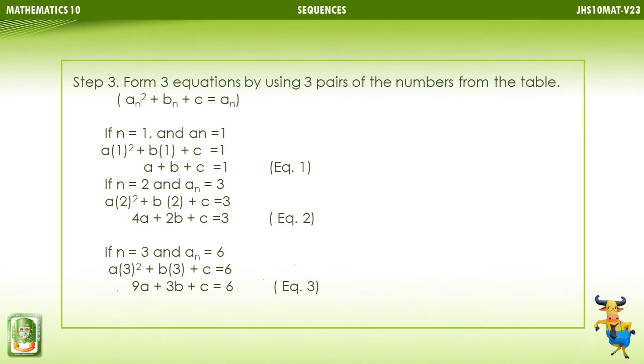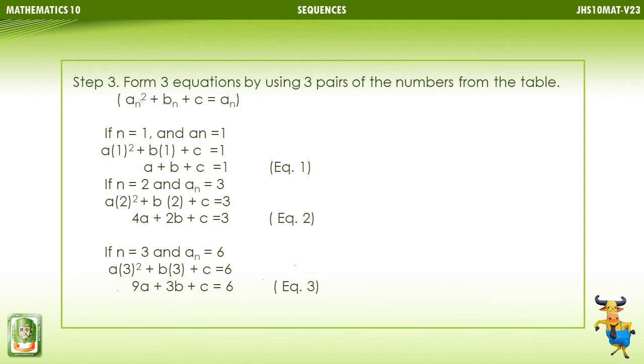Step 3. Form 3 equations by using 3 pairs of the numbers from the table. an squared plus bn plus c equals a sub n. If n equals 1 and a sub n equals 1, a times 1 squared plus b times 1 plus c equals 1, a plus b plus c equals 1.